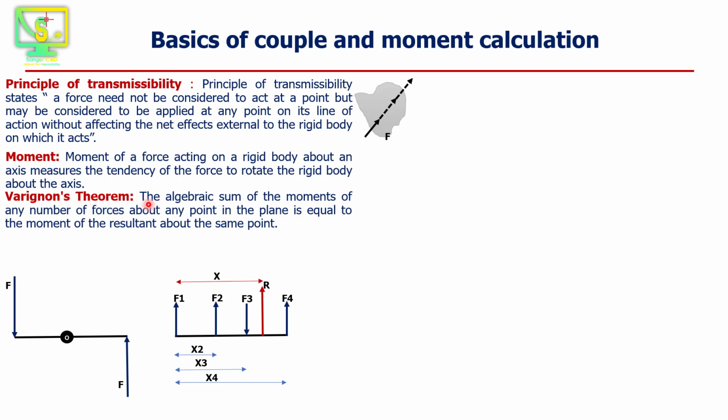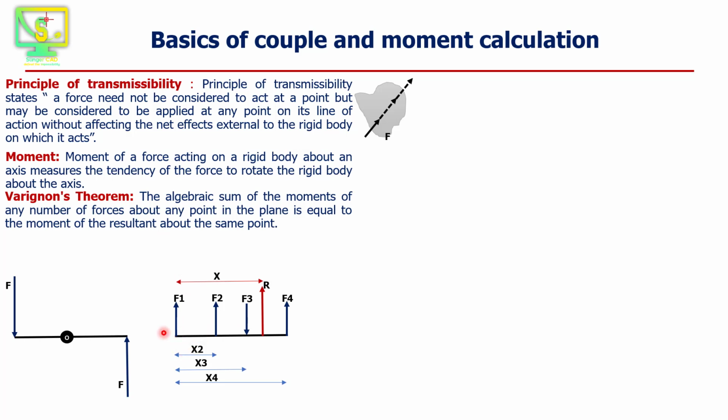Varignon's theorem states the algebraic sum of the moments of any number of forces about any point in the plane is equal to the moment of the resultant about the same point. In this system it contains four forces, so first we need to calculate the moment for each force. The sum of these moments is equal to the moment of the resultant of the system. So that is Varignon's theorem.